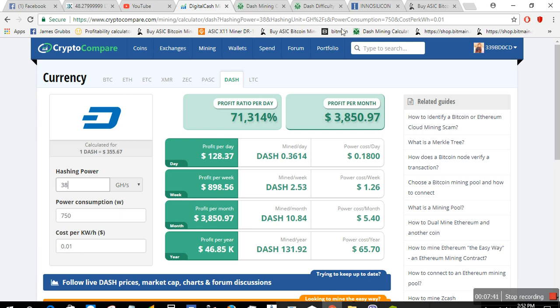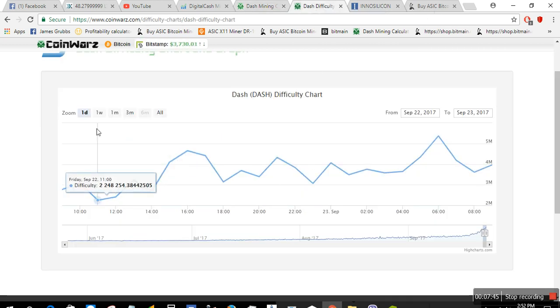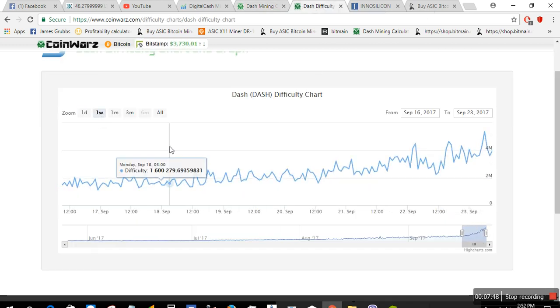You cannot predict the difficulty, but if you look at the graph for 1 week, you can see the spikes were here. It was not going above 4 million, and now it hit 6 million as well, and it's going to increase day by day.